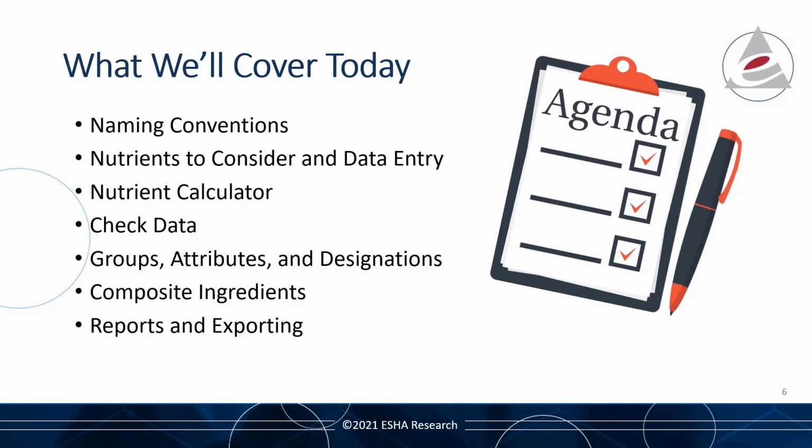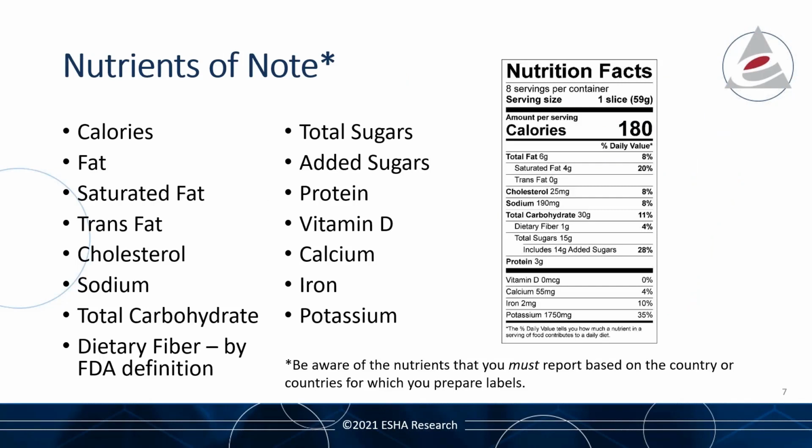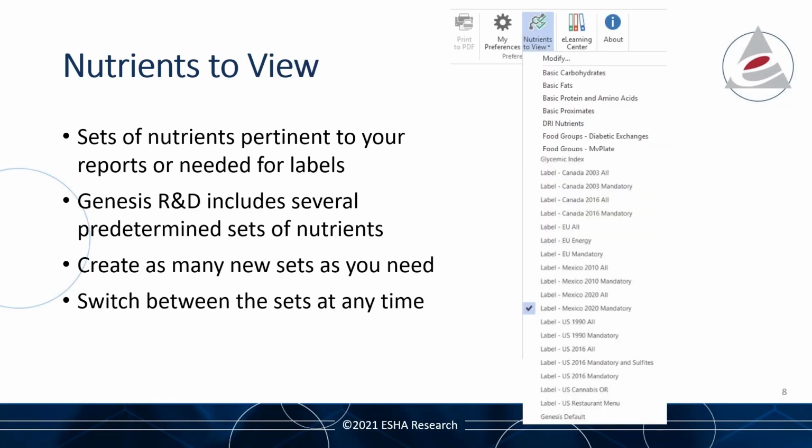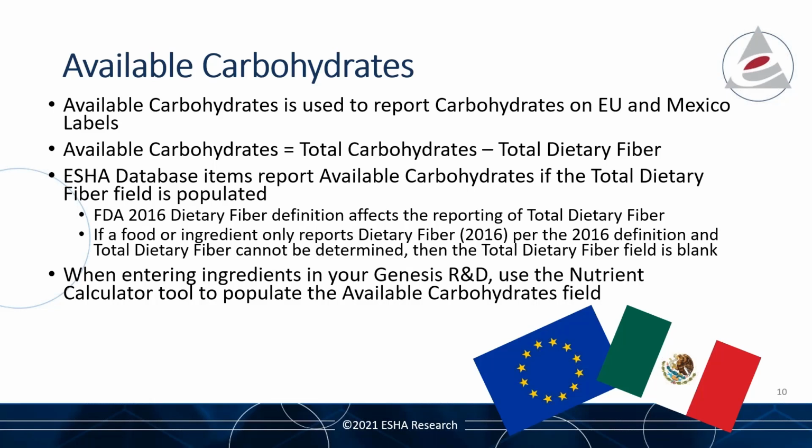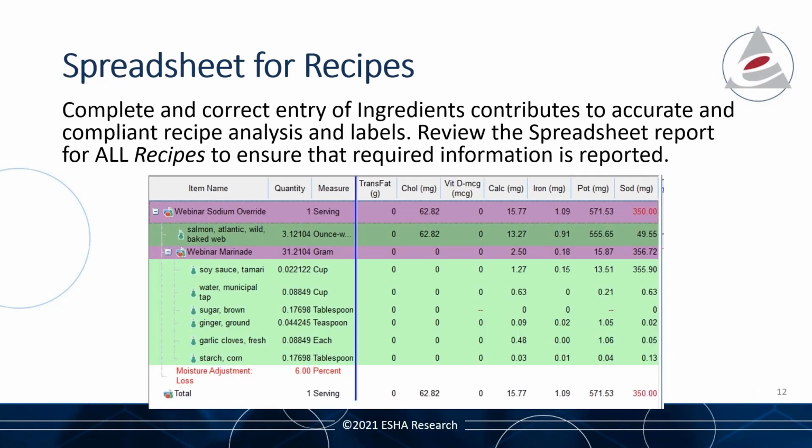So yes, we're just talking about ingredients today, but there's really a lot to cover. So I'll mostly be working with the Genesis software but I did want to provide you with a few more slides so you have some additional notes on what we're covering today. So the notes you'll have with these slides include the nutrients to consider when you're entering ingredients, the nutrients to view function in Genesis, the nutrient calculator tool, and some considerations on specific nutrients. I'll show you the ingredient spec sheet report, and I'll touch upon some exporting options.